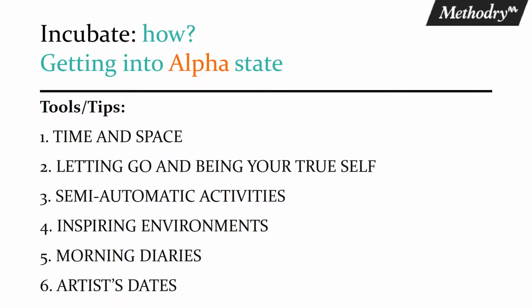What we're trying to do here is get you out of beta state, out of that dominant state and into alpha, where you're deeply relaxed but still alert. Because it's in that alpha state that your brainwaves are most susceptible to coming up with the best ideas you've had to solve a problem. So we've got a few tips for getting you into the alpha state.